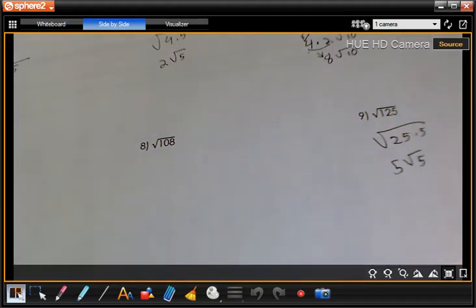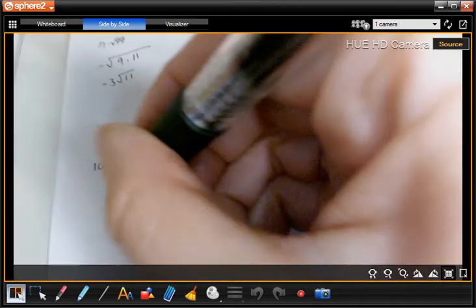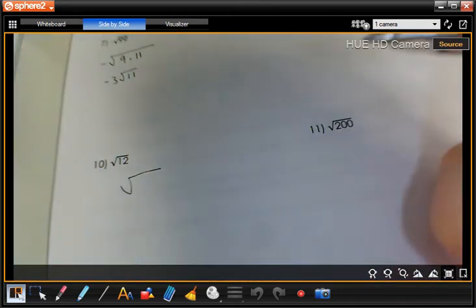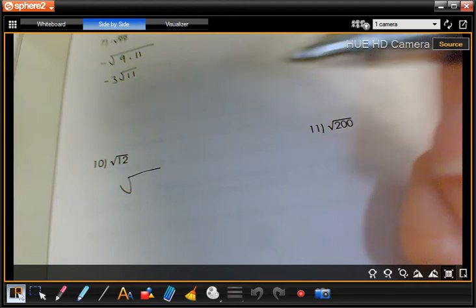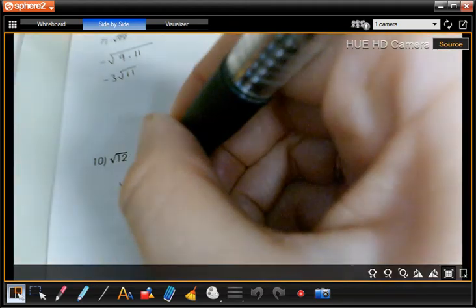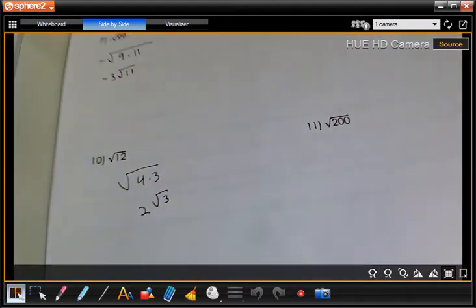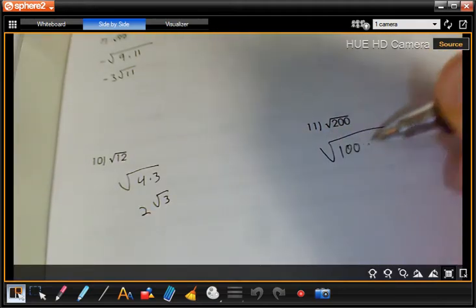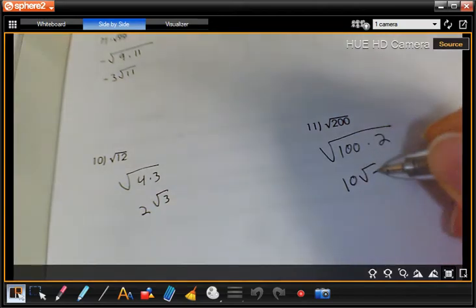Okay, we'll do 12. Let's do the 2 other ones first, though. What's the square root of 12? What 2 numbers? Neither of those are perfect squares. 12 times 1 doesn't work. What else goes into 12? 4 and 3. What's the square root of 4? 2 square root 3. What 2 numbers multiply to give me 200 where 1's a perfect square? 100 times 2. Square root of 100 is? 10 square root 2.